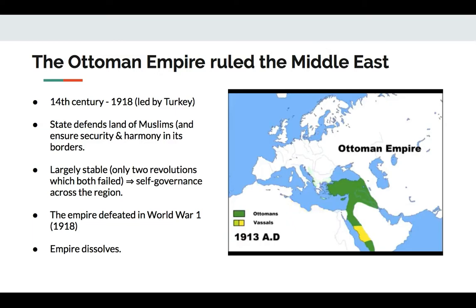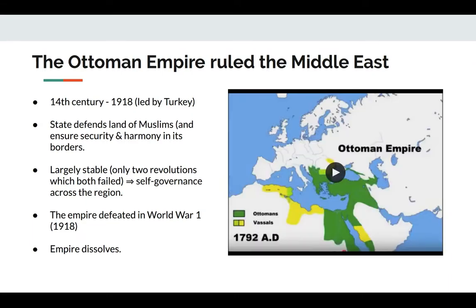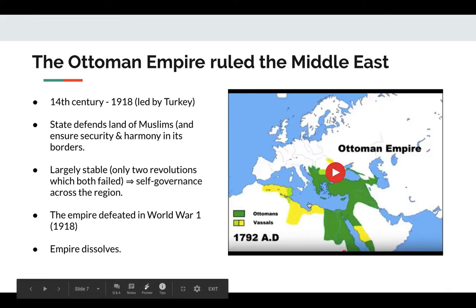For centuries, this was largely a stable political system in the Arab world. There were only actually two revolutions, and both of these failed. And I think one of the reasons that it was largely stable was, although the Sultan, the leader of the Ottoman Empire, had absolute authority over this territory, there was a large degree of self-governance across the Middle East. So there were a lot of autonomous regions that could exercise their own governments within the region.